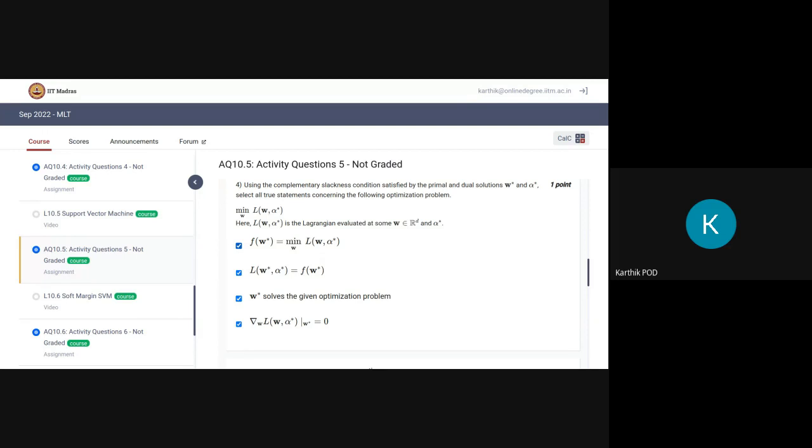Okay, see, alpha star is the dual optimum, right? So f of W star is the optimal value of the objective function of the primal. By strong duality, the optimal values of the primal and dual are the same. The dual problem is max over alpha greater than or equal to 0 of the minimum of this. You have already fixed alpha star, so you don't need the max anymore. What remains is min over W of L of W comma alpha star, and the minimum value of that has to be equal to f of W star.